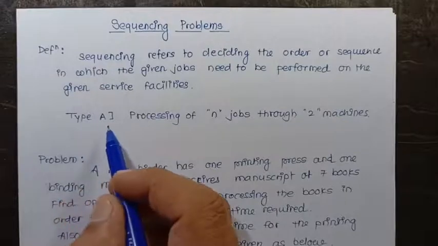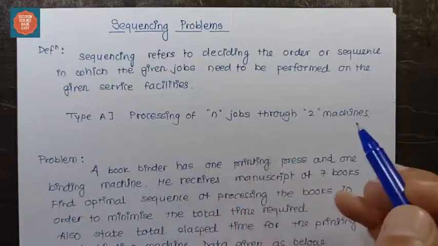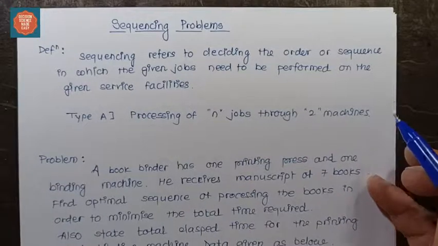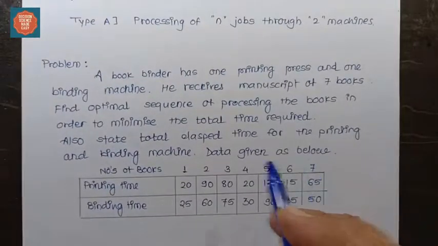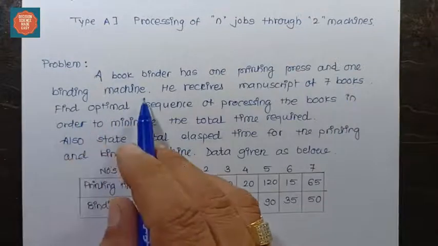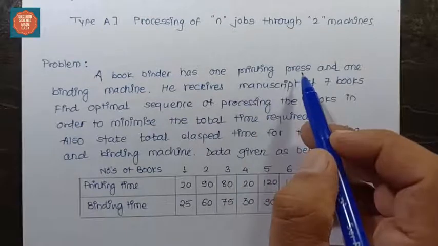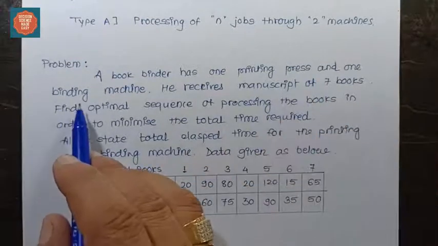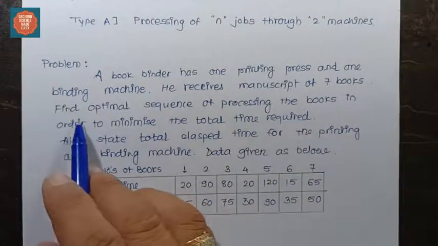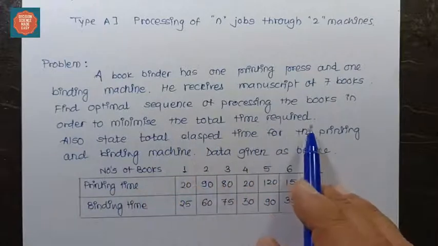Today we will see type A, wherein we are going to see processing of n number of jobs through only two machines. So this could be more clear with an example. A book binder has one printing press and one binding machine. So there are two machines basically. One machine is doing the printing, another is doing the binding. He receives a manuscript of 7 books. Find the optimal sequence of processing the books in order to minimize the total time required.